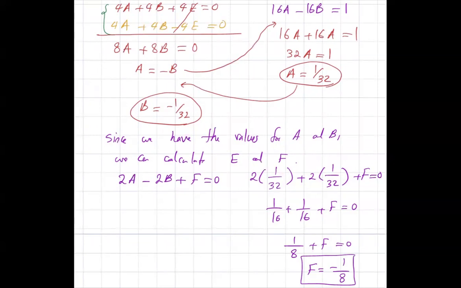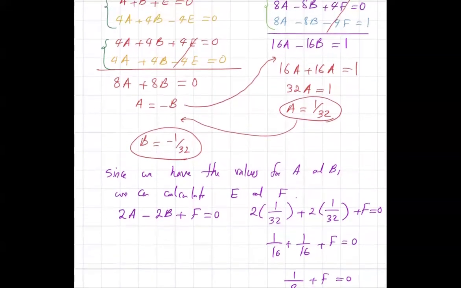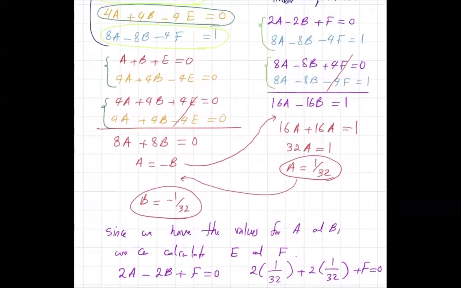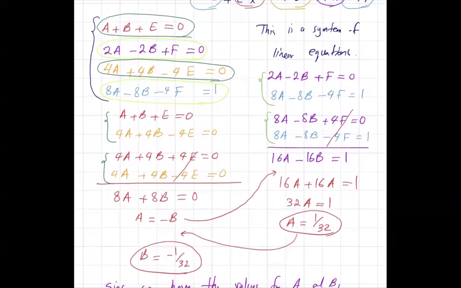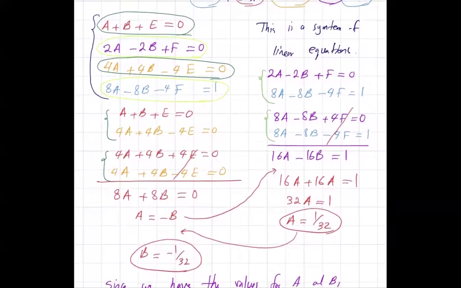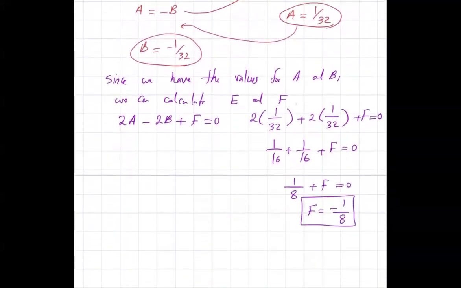Very good. We found F as well. What about my E? I have A plus B plus E equal to 0, am I right? This is the equation that I'm seeing here. I found my F. Now for E, A plus B plus E is equal to 0. 1 over 32, minus 1 over 32. Negative 1 over 32 plus E is equal to 0. So E becomes 0. Perfect.